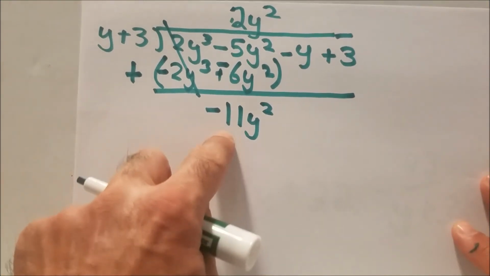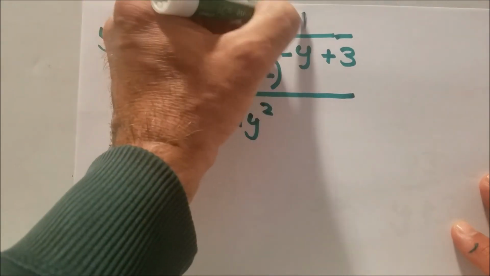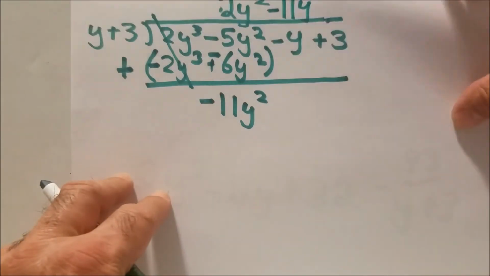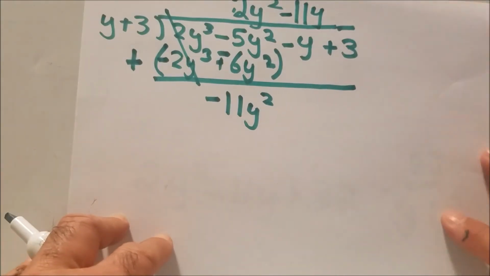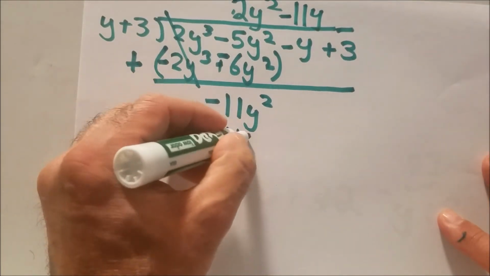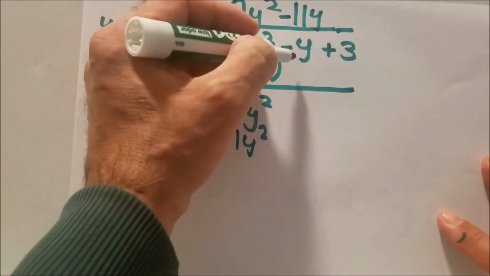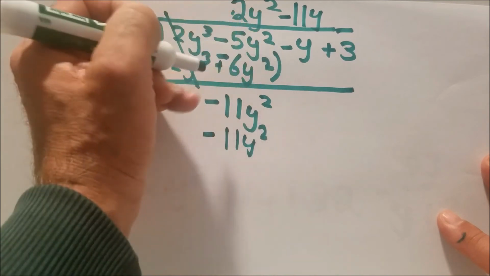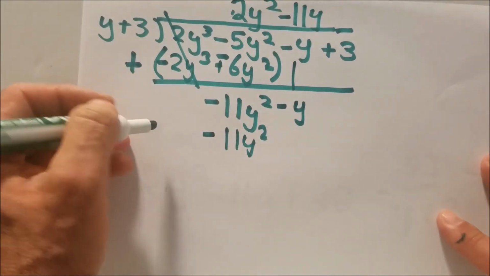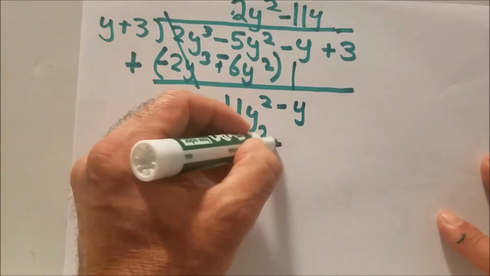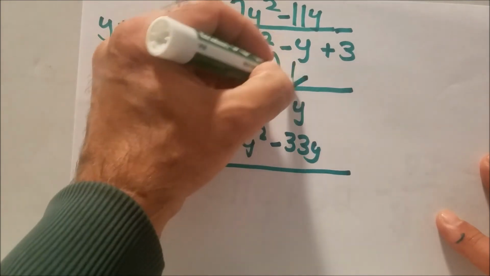So now I need to get negative 11y squared. I'm going to use a minus 11y. And there's our minus 11y. And then that gives us negative 11y squared. And then we'll bring down the negative y. We forgot to bring down the negative y. Negative y. And then we'll have negative 33y. Bring them down.